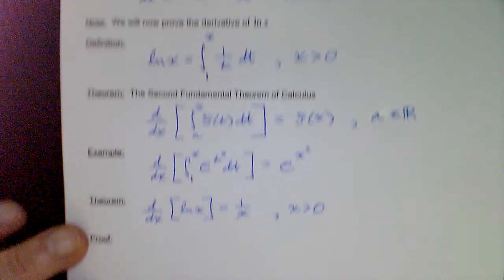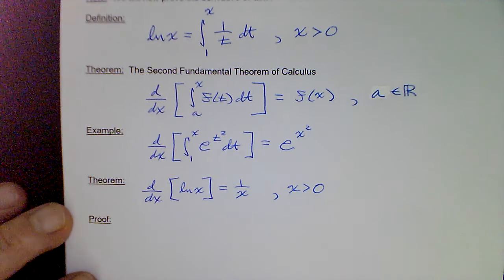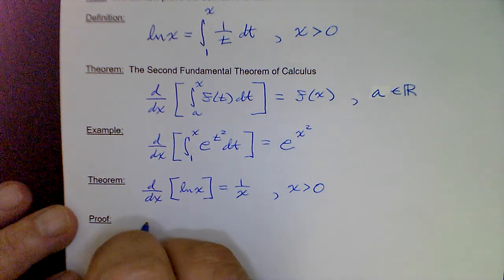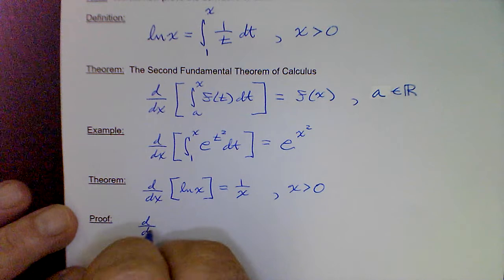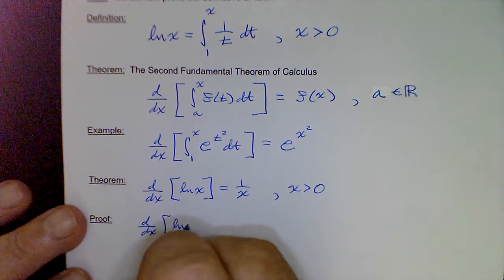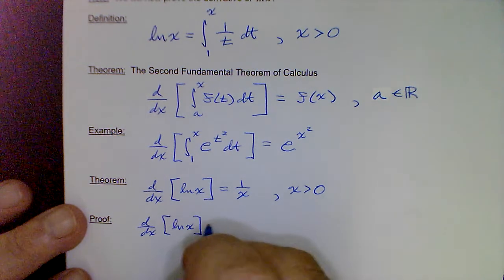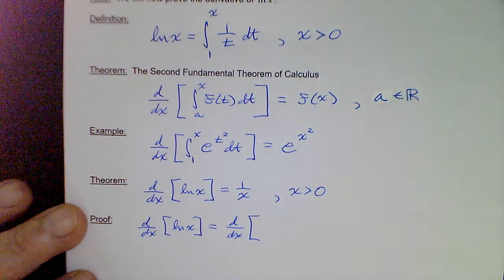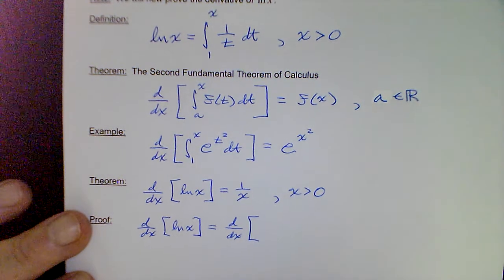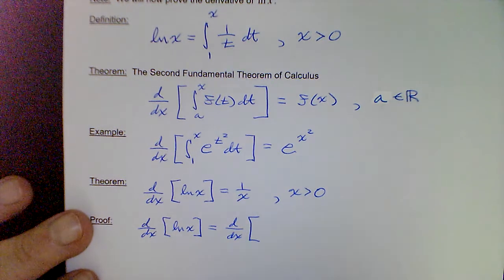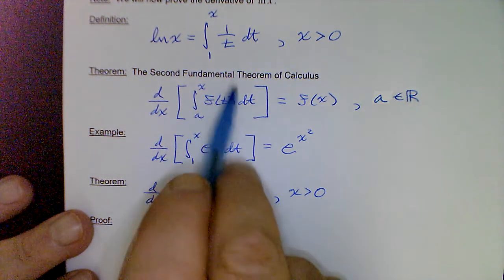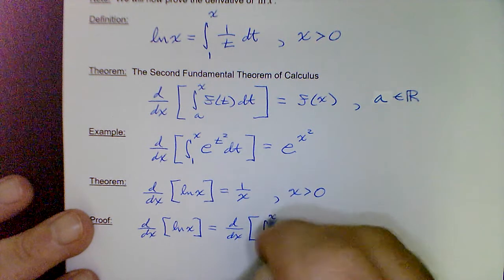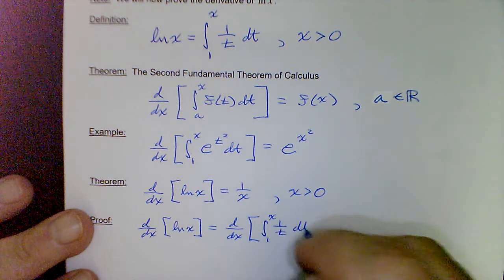Okay, so then the proof. The proof is just a matter of combining the definition with the fundamental theorem of calculus. I'm going to start with the given, that the derivative with respect to x of the natural log of x. Okay, but that's going to be equal to the derivative with respect to x. Now I'm just going to substitute the definition of the natural log of x into this notation. And here it is, up here, it's the integral from 1 to x of 1 over t with respect to t.